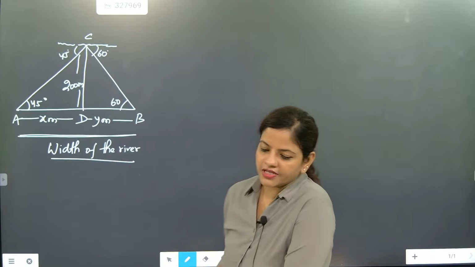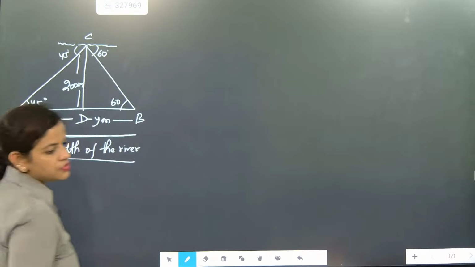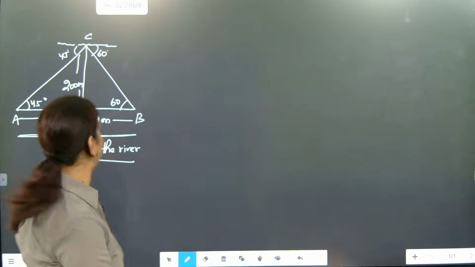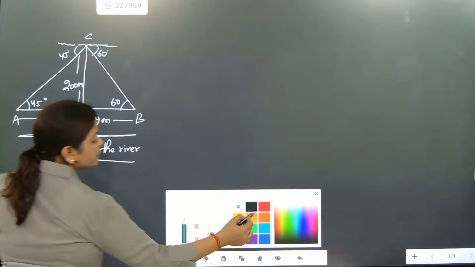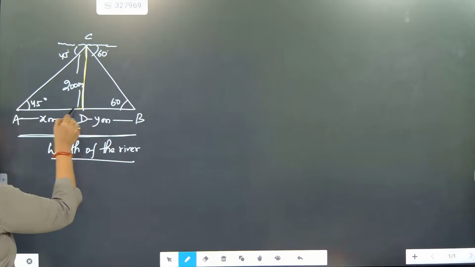Super, very nice. So we'll see what is the answer coming, beta. How much you are telling? 315.4 meter. Super. So now first we will take which triangle? First we are going to take this side triangle.